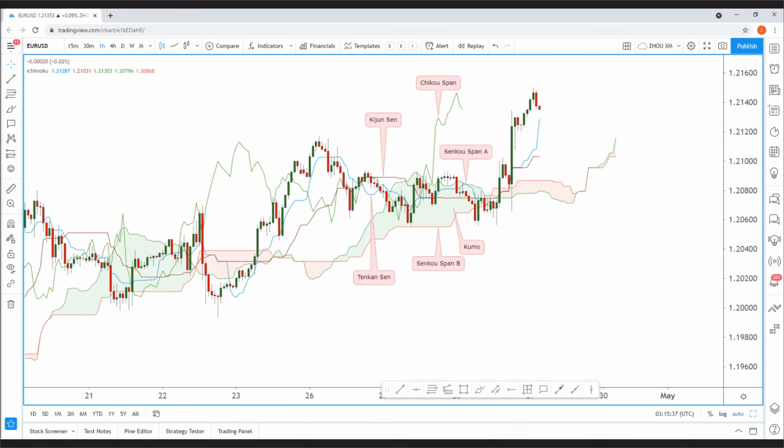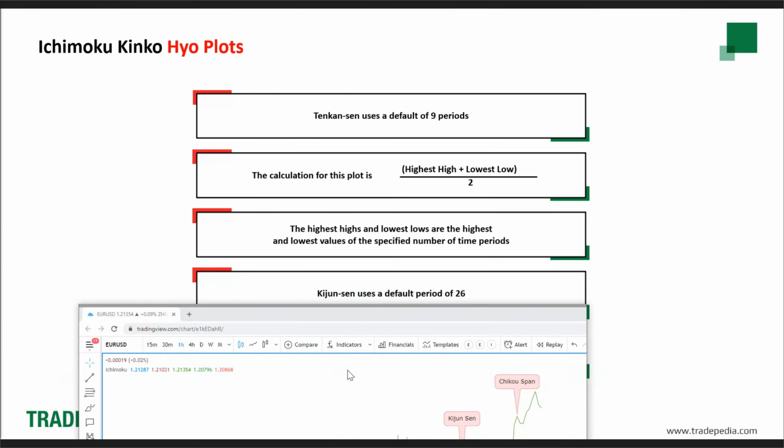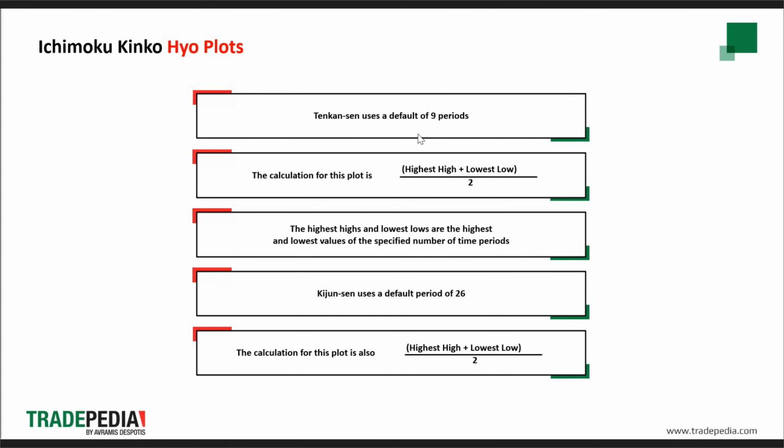What does it show? It shows that it is used to forecast the future. So the Ichimoku cloud can be used to forecast the future. I hope that by bringing this up, you all can understand the Ichimoku better. So now we have it.